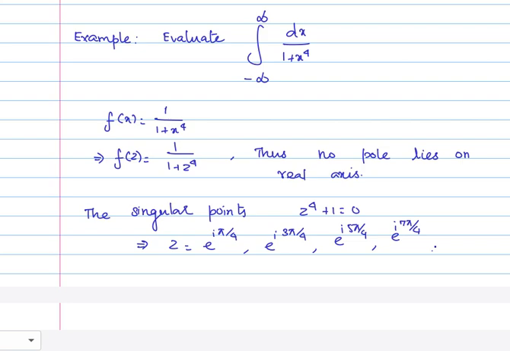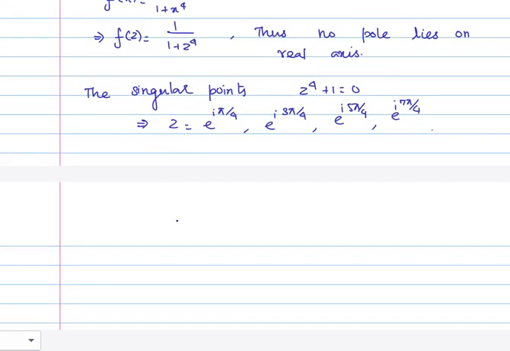Now my aim is to find the singular points in the upper half plane only. The lower half plane I don't bother about. So what are the two? These two points are in the upper half plane. Please plot it. It's cos pi by 4 plus i sin pi by 4, with theta in the first quadrant. This one comes in the second quadrant, and these two come in the third and fourth quadrants.